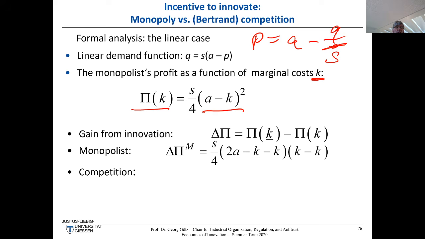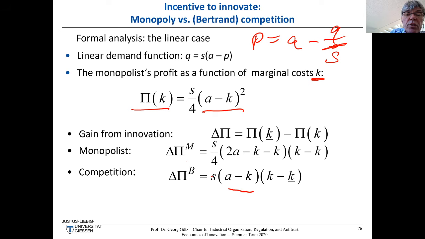For competition, it's particularly simple because this expression here is just the Q. This is just a rectangle. And this K minus K lower bar is just the change in costs, which is just the length of this rectangle under Bertrand.